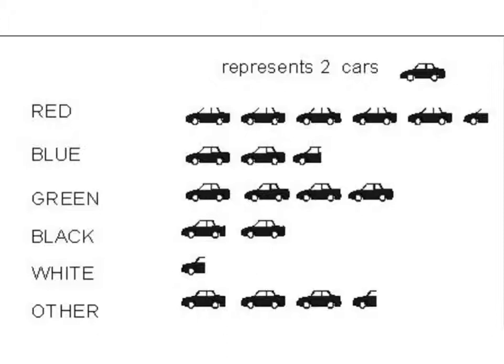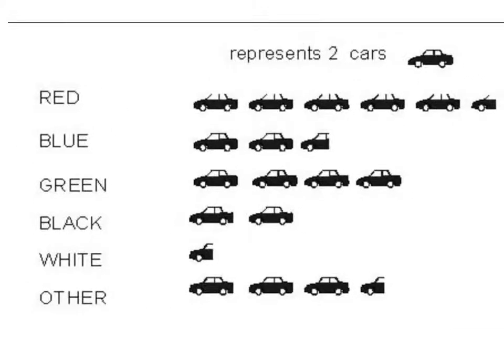So finally we're going to look at the colour of cars, and again we're going to work out how many of each car there were. So once again the key is telling me that a picture represents 2 cars. 1 car stands for 2 cars. So the reds, 1, 2, 3, 4, 5.5. 5.5 times 2 is 11.